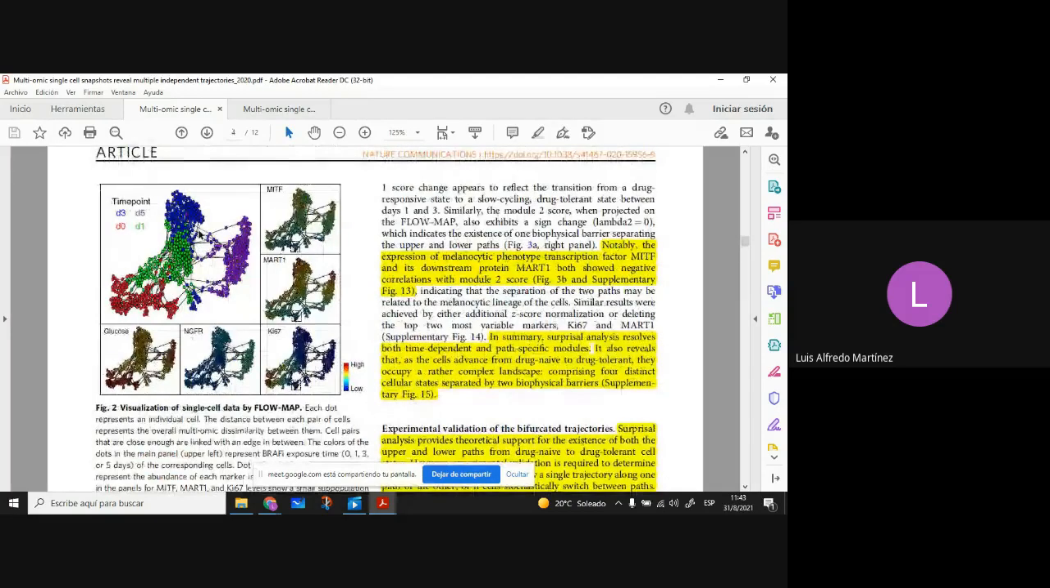In Figure 2, these figures show the individual cells. Using a flow map program, we transfer the protein markers to the individual cells. And the color corresponds to the times: the control cells and drug treatment, days 1, 3, and 5, and the cells migrate to other positions.